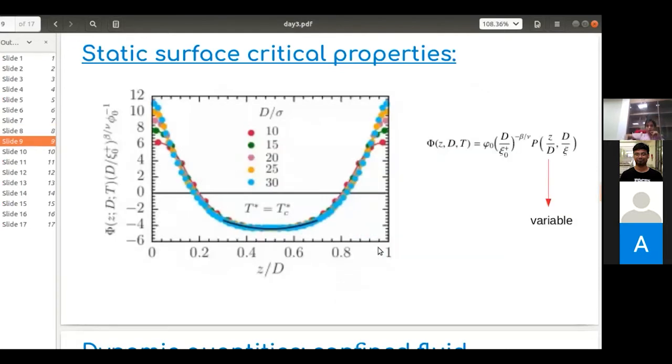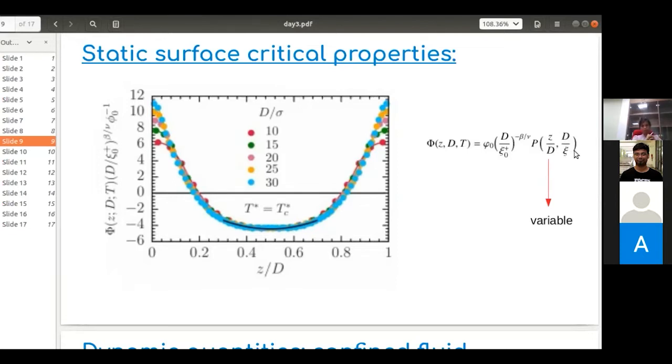Now, remember, I told you before that you can do certain kind of scaling analysis, right? So this is the expression which I have already shown you before, and I told you how one arrives at this expression. This is basically the local order parameter phi, which depends on the distance from the wall, z, depends on the thickness of the slit, capital D, and depends on the temperature. One can relate it to a scaling function, capital P, where the scaling function has two variables. Both the variables are dimensionless. The first variable is z over D, and the second variable is D over xi. Through xi, the dependence on the temperature enters into the scaling function.